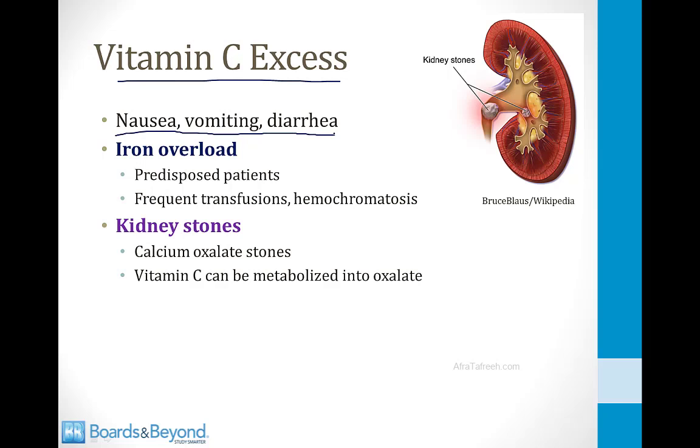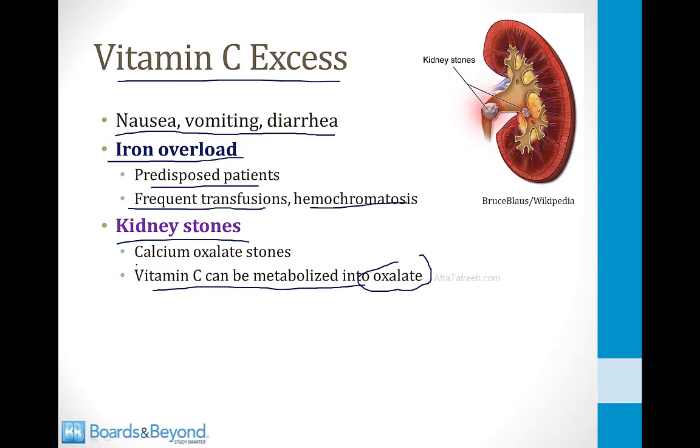The things they will want you to know about this for Step 1 include that it can cause iron overload. As we saw before, vitamin C leads to absorption of iron. And if you are predisposed to iron overload, for example, if you have hemochromatosis or frequent blood transfusions, then consuming too much vitamin C can worsen the iron overload syndrome. Another problem that occurs from vitamin C excess is kidney stones. Vitamin C can be metabolized into oxalate, and therefore people who consume too much vitamin C can develop calcium oxalate kidney stones.